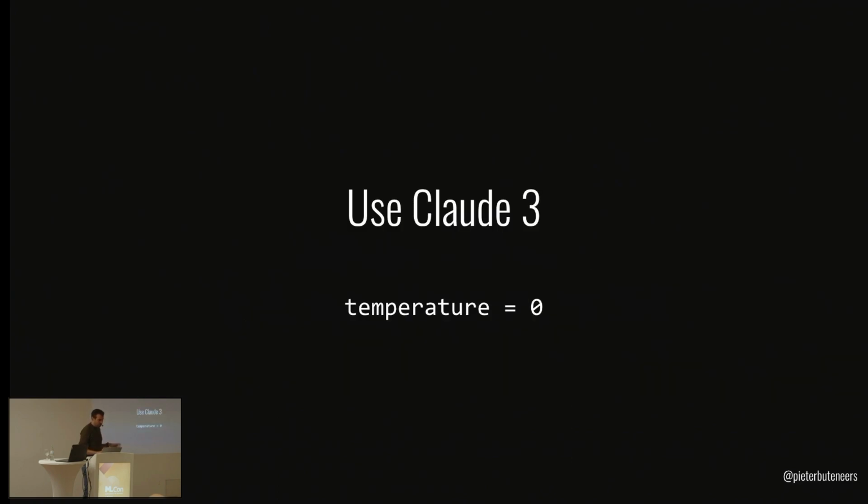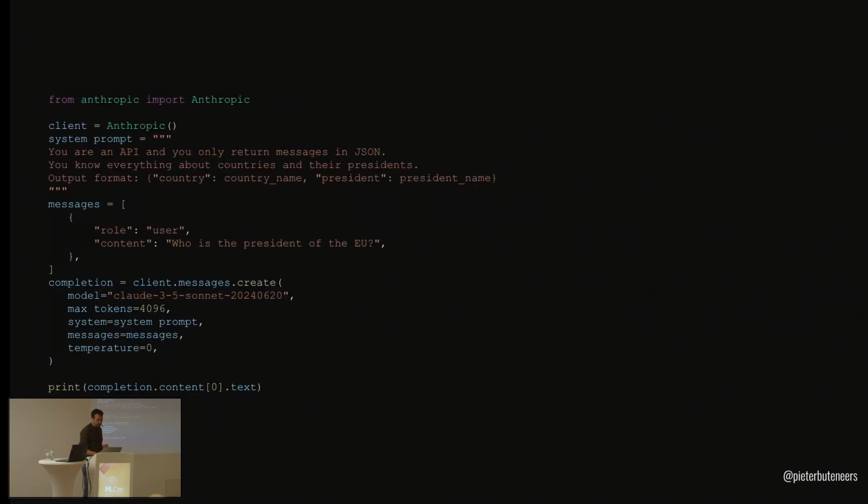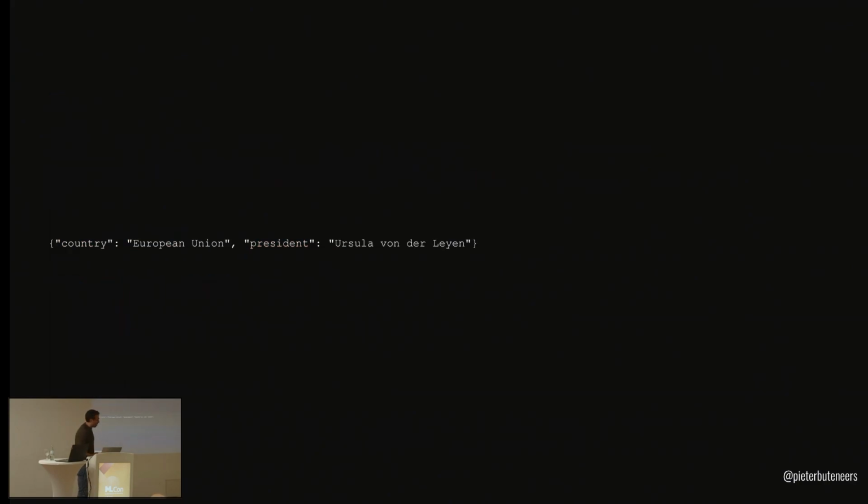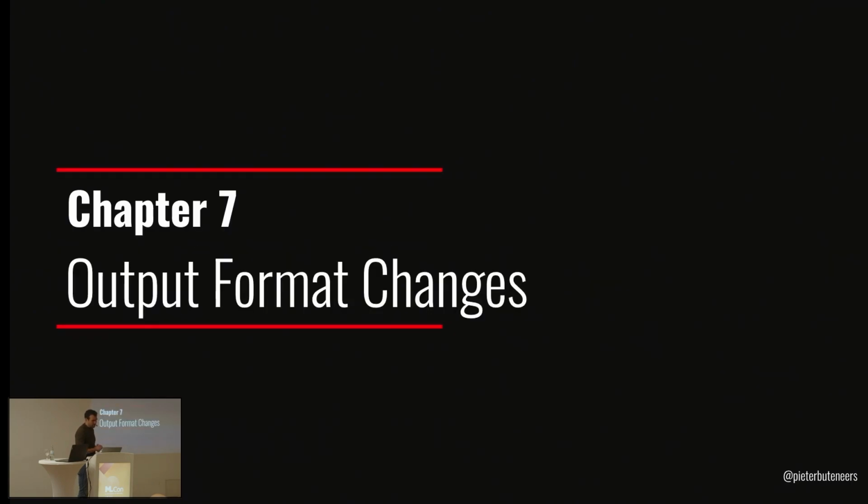So just use Claude 3, set the temperature to 0, and that's basically all you need to do. Here's a quick code example where I just import Anthropic. You have the same thing. And if you use Claude 3.5 Sonnet, it actually doesn't work. So you need to use Claude 3, set the temperature to 0, and get your output, and it will always be the same. And as you can see, you get this result, and if you try it 10 times, you will always get the same output.